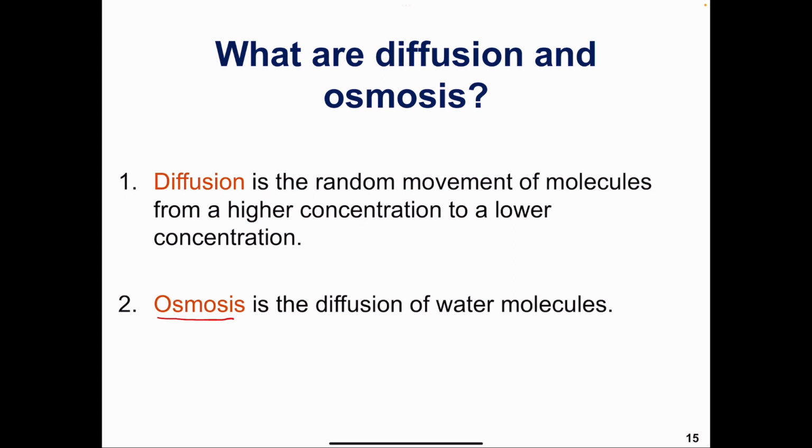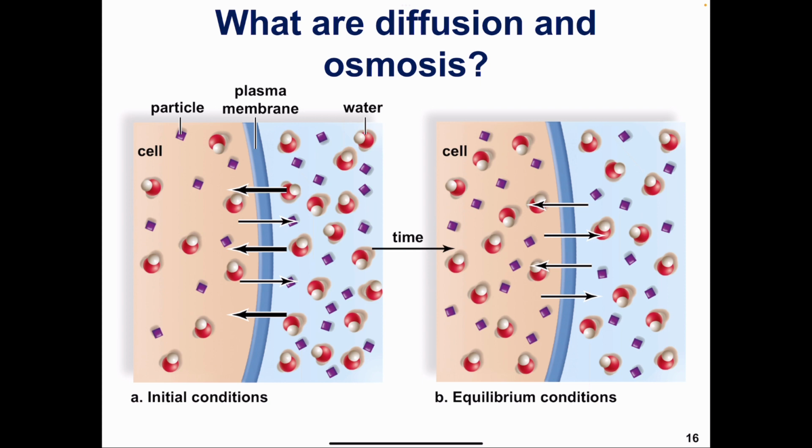Osmosis is simply the diffusion of water across the plasma membrane. All right? So I want you to remember that. Now, diffusion is going to be a way for molecules that are highly concentrated in one compartment to move into a compartment where they are less concentrated, so that at the end of the day, we have a balance.